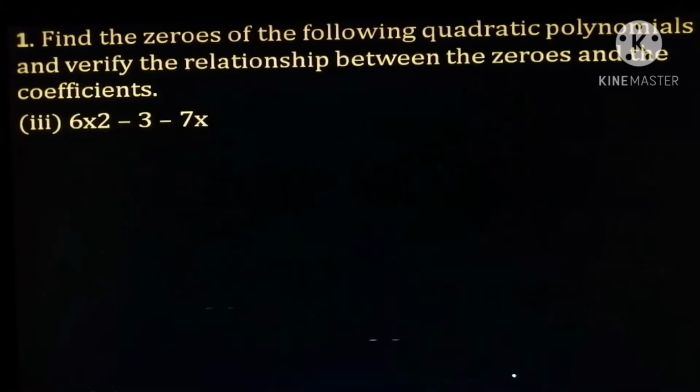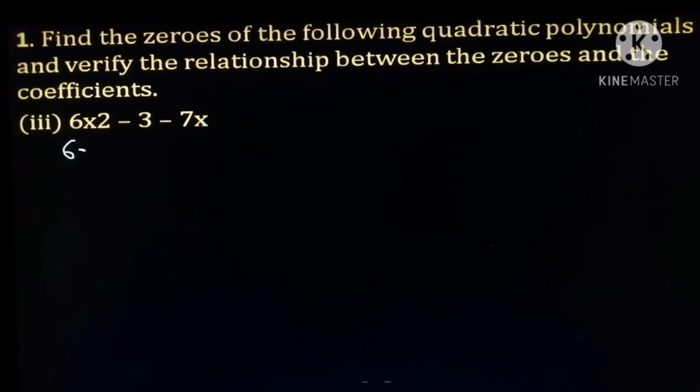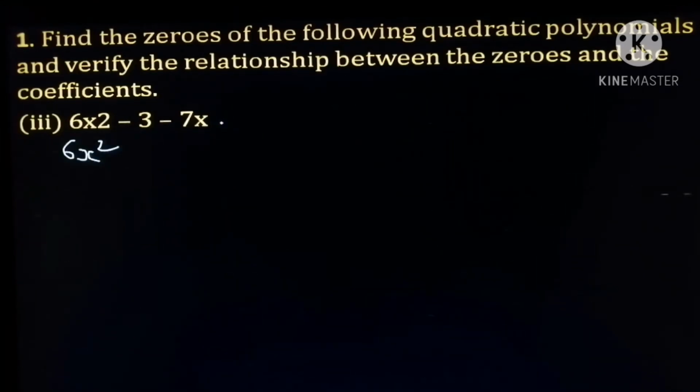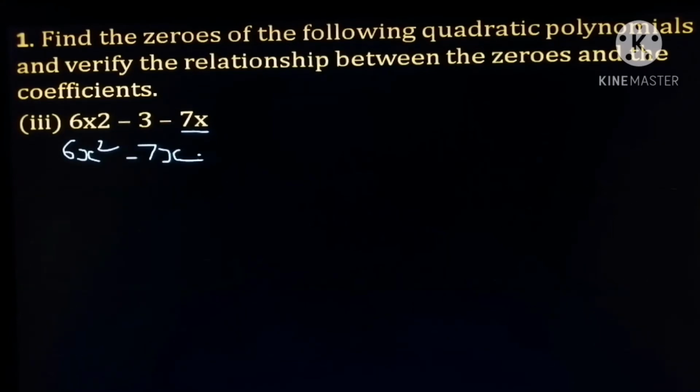Now let's move on to the next part of the question. Here you have 6x square minus 3 minus 7x. When you see this equation, it's not in the standard form because the degree of the variable is not in descending order. So we will take the 7x term first, so this would be minus 7x, and the x to the power 0 term, that's the constant term, at the last. So now we have an equation which is in the standard form.